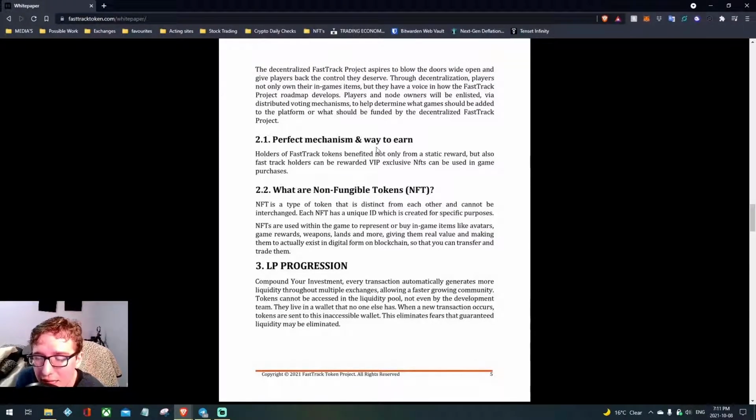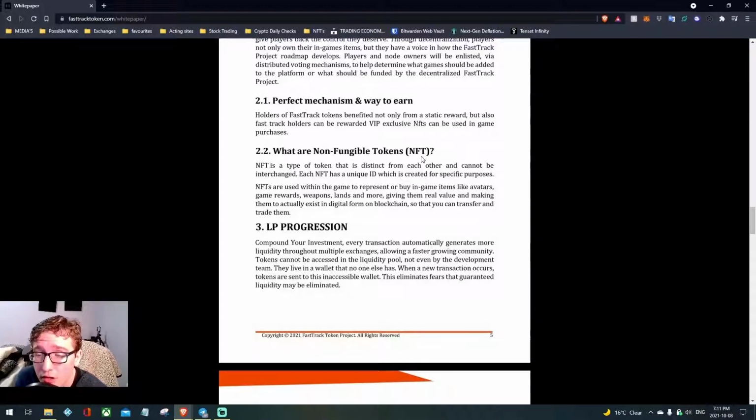2.1, perfect mechanism and way to earn. Holders of Fast Track Token benefit not only from a static reward, but Fast Track holders can also be rewarded with VIP exclusive NFTs that can be used for in-game purchases.